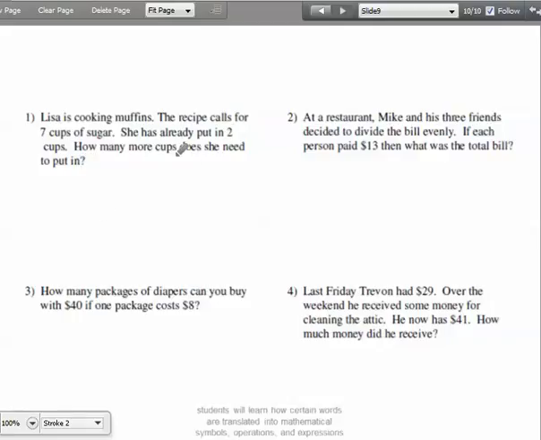Well, how many cups does she need to put in? That's my variable. That's what I'm going to call C. Okay? C plus 2. Why? The cups she needs to put in plus the 2 she's already put in has to equal 7, because that's what it calls for. Draw my line, subtract 2 from both sides, and the cups is equal to 5. She needs to put 5 more cups in there.